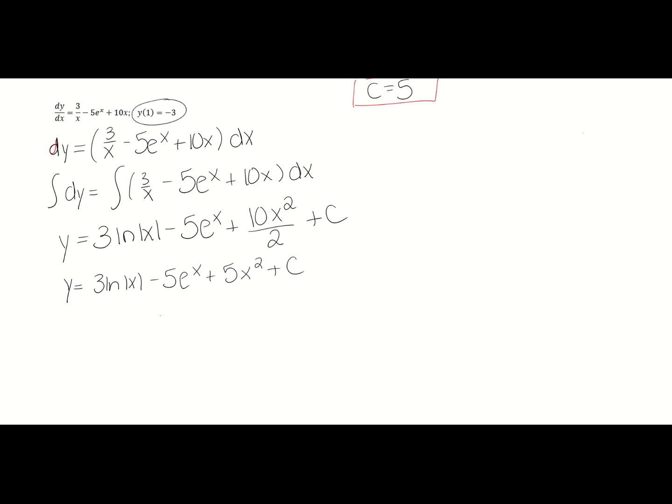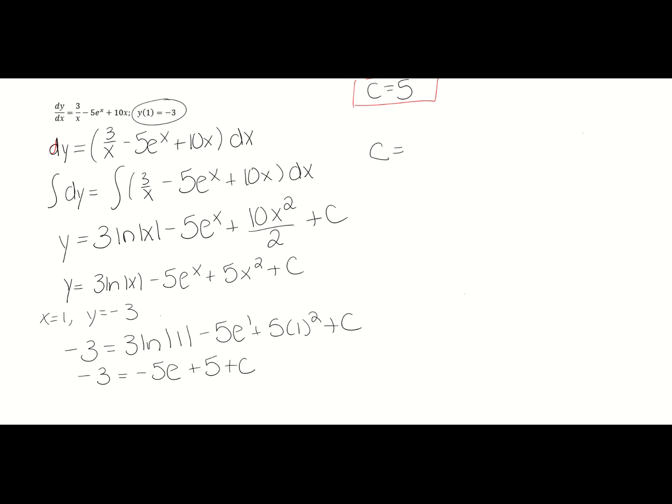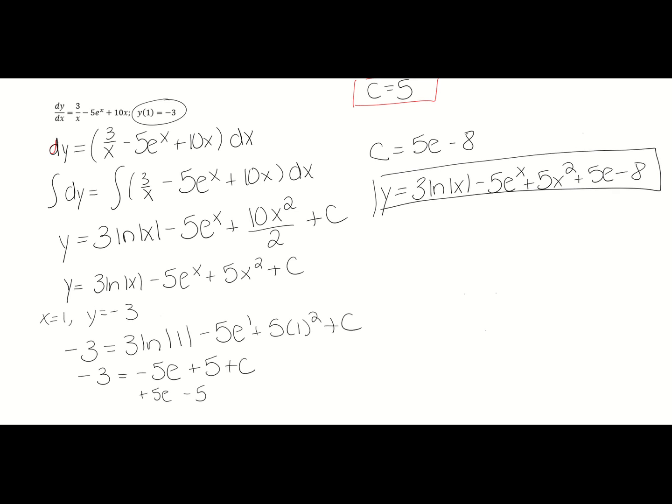And I have up here that when x is 1, y is negative 3. So I have negative 3 is equal to 3 ln of the absolute value of 1 minus 5e to the 1 plus 5 times 1 squared plus c. The ln of 1 is 0, so this will be 0 minus 5e plus 5 plus c. I'm going to isolate c, so I'll add 5e and I'll subtract 5. That will give me a positive 5e minus 8. I'm not going to find a decimal value for that. I'm going to leave it as e, and I'm going to plug that into my y. So I'm going to have 3 ln of the absolute value of x minus 5e to the x plus 5x squared plus 5e minus 8. And here's my final answer. Here's my particular solution.